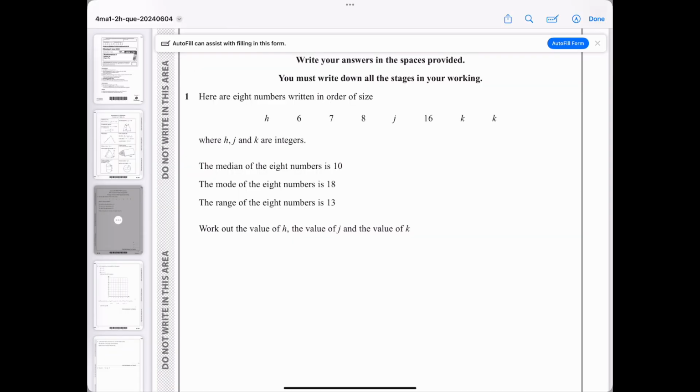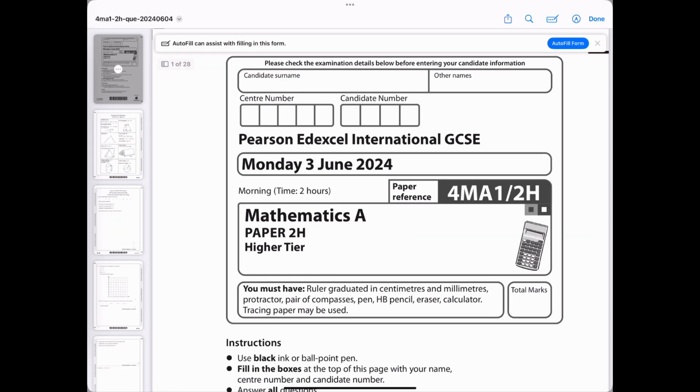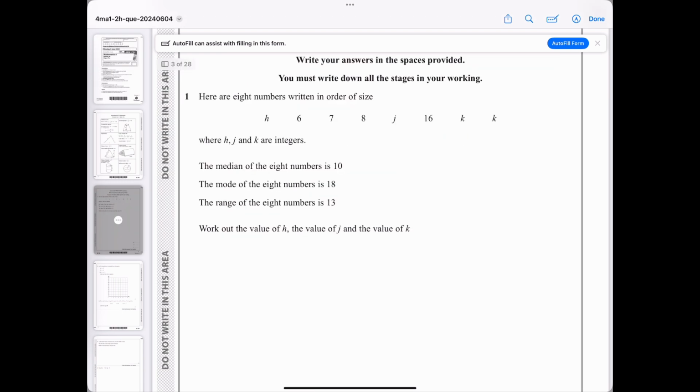I'm doing an IGCSE paper from the 3rd of June 2024. It's a higher paper, and here are 8 numbers written in order of size. H, J and K are integers. The median of the 8 numbers is 10, the mode is 18 and the range is 13.